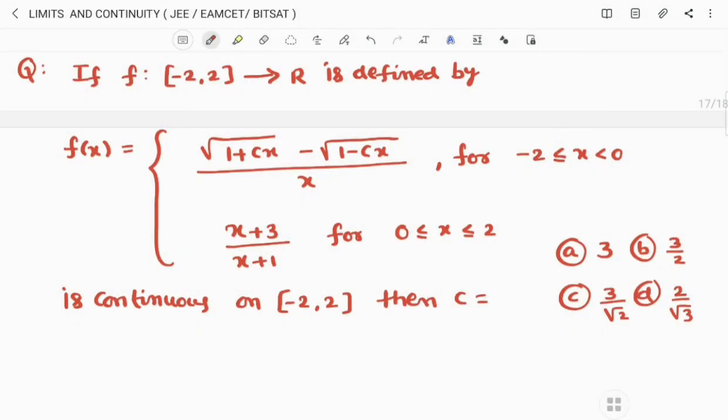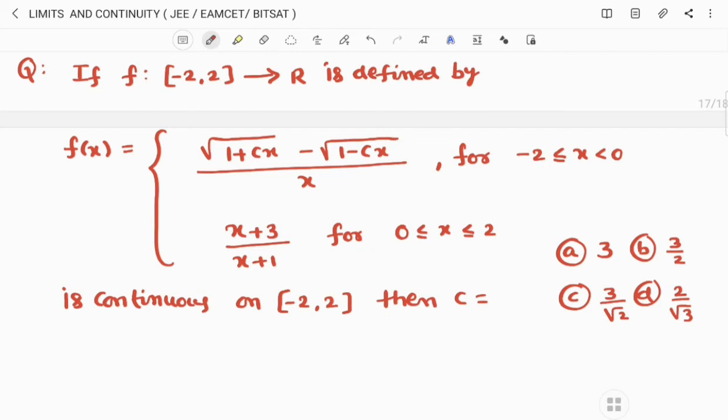The next question. If f is defined from the closed interval [-2, 2] to R by f(x) = (square root of (1 + cx) - square root of (1 - cx)) / x for -2 ≤ x < 0, and (x + 3)/(x + 1) for 0 ≤ x ≤ 2, is continuous on the closed interval [-2, 2], then c equals? Options: 3, 3/2, 3/root 2, 2/root 3.